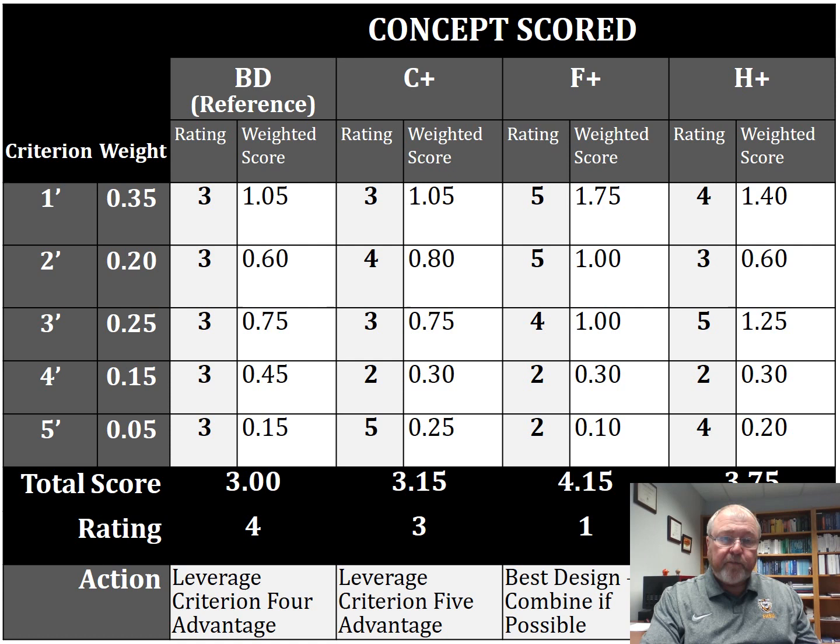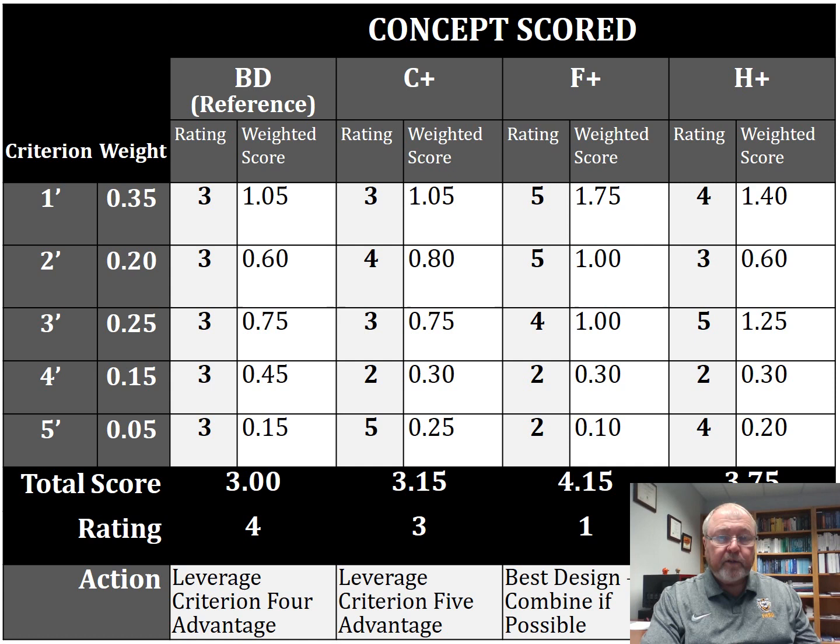How do we get these values? The 1.05, 0.60, 0.75, 0.45, 0.15 by multiplying the weights times the ratings. Those will add up to 3, and that would always be true for the reference. For C+, we said that on criteria 1, C+ was similar to the reference. It was better on criteria 2, similar on criteria 3, worse on criteria 4, much better on criteria 5, but criteria 5 was not a very important criteria. How do we get these weighted scores? In the same way, we multiply the ratings by the corresponding weights. That added up to 3.15.